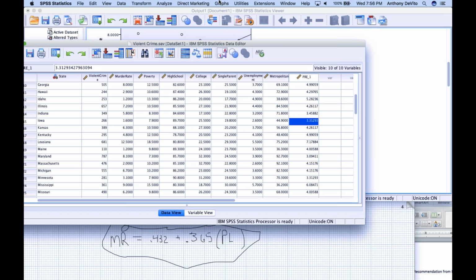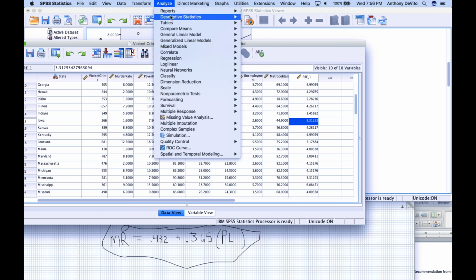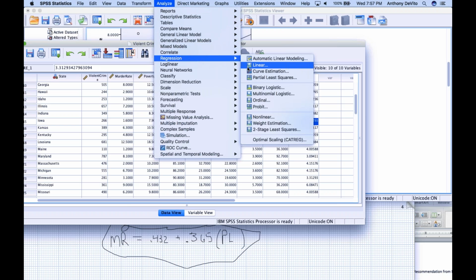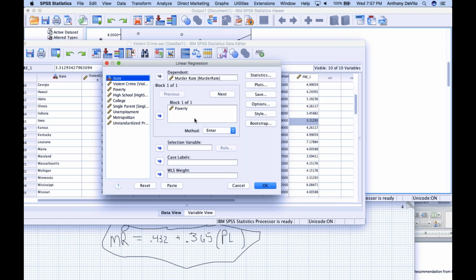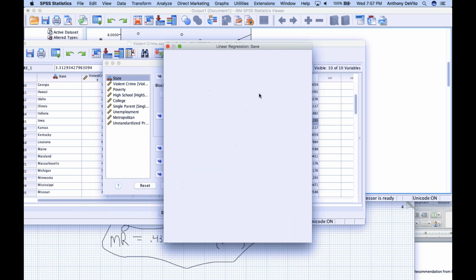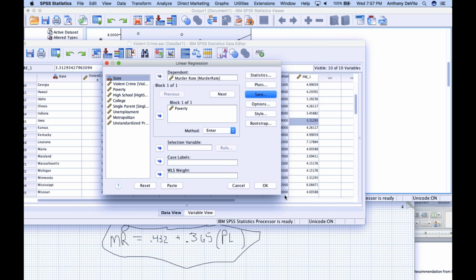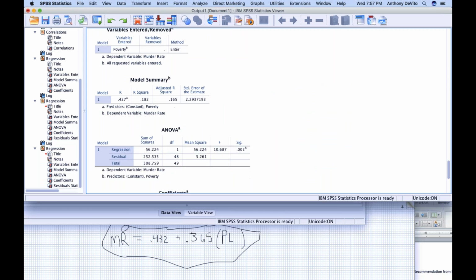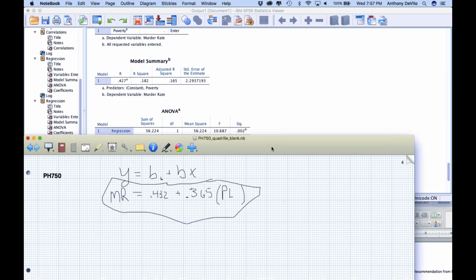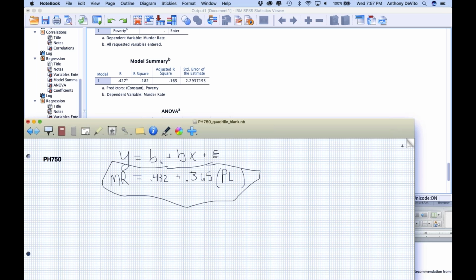Now, the other thing I can do is go into Analyze, Regression, Linear. Save. I'm going to turn on unstandardized residuals. I'm going to do this again. Unstandardized residuals: you may have noticed that when Levi was talking about the formula, he also added another factor, plus this little E symbol. That little E is the residual for each one of the values that we have measurements for.